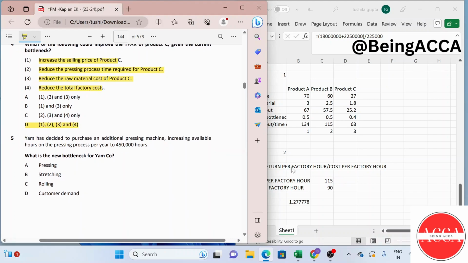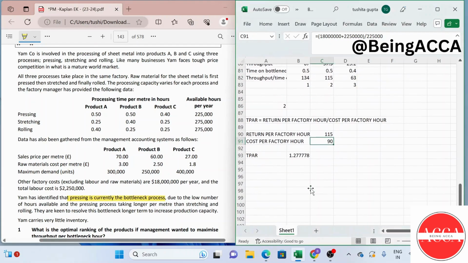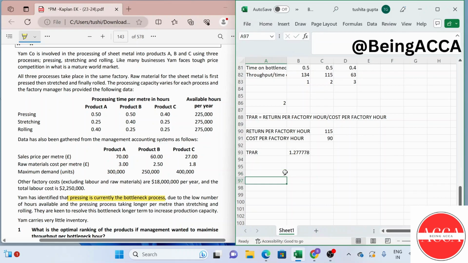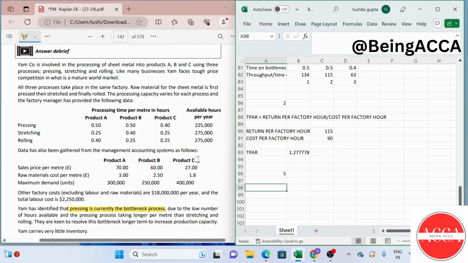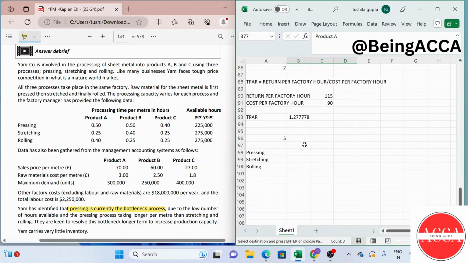Moving to the last one: YAM has decided to purchase an additional pressing machine, increasing available hours on the pressing process per year to 450,000 hours. Now we want to find out what is the new bottleneck for YAM company. Let's first find out. We will need the time they are taking on each resource. Right, so this is the fifth question. We have three processes with us. We have pressing, we have stretching, and we have rolling. We have three products, product A, B, and C, and we'll write this over here.